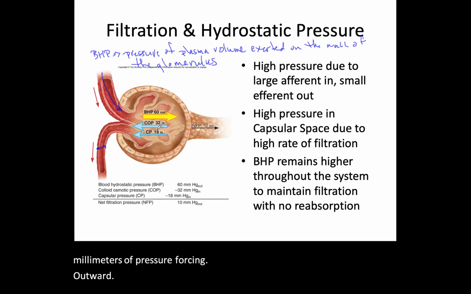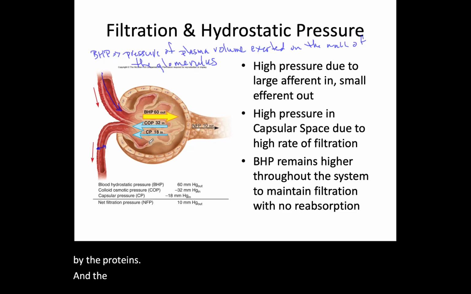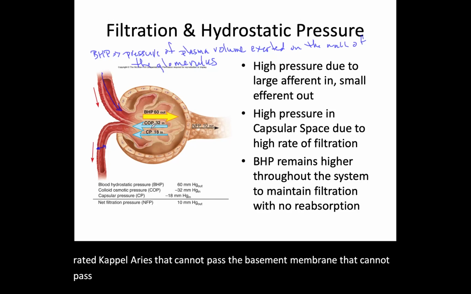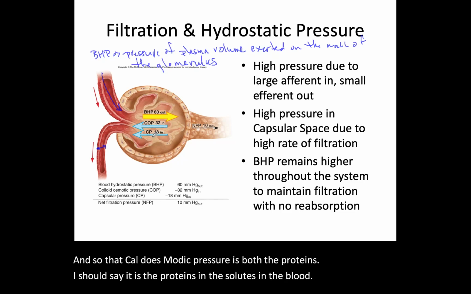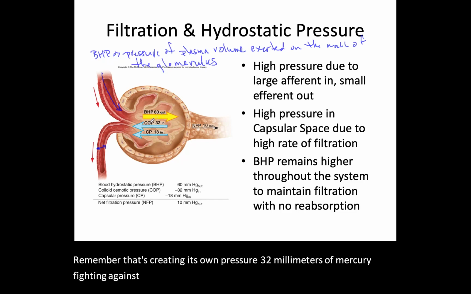But you also have colloid osmotic pressure, the amount of pressure applied by the proteins and the large solutes that are in the plasma that cannot pass the fenestrated capillaries, that cannot pass the basement membrane, that cannot pass the filtration slits. And so that colloid osmotic pressure is the proteins and the solutes in the blood. Remember, that's creating its own pressure. 32 millimeters of mercury fighting against the 60 millimeters of mercury forcing outward.